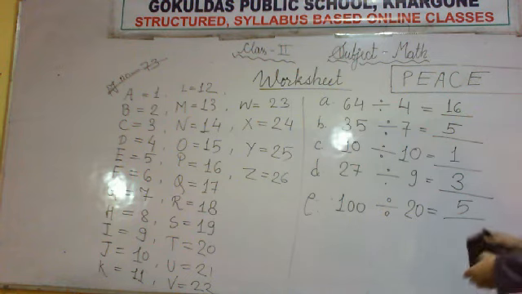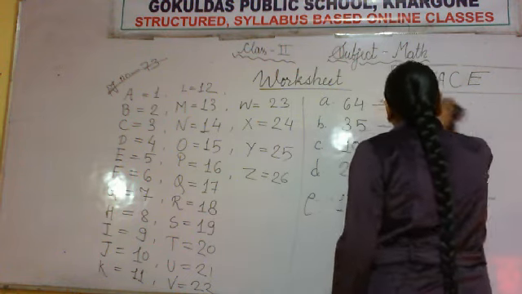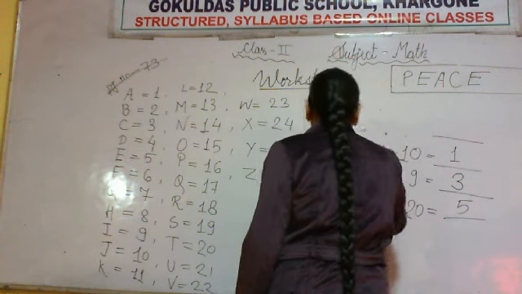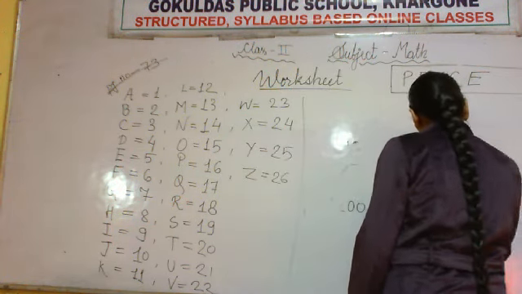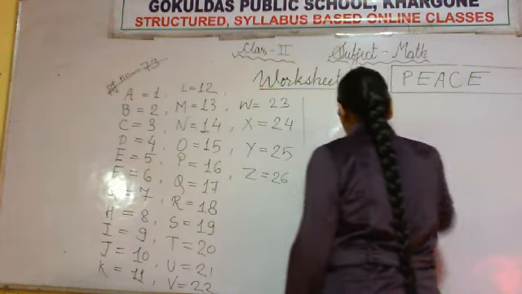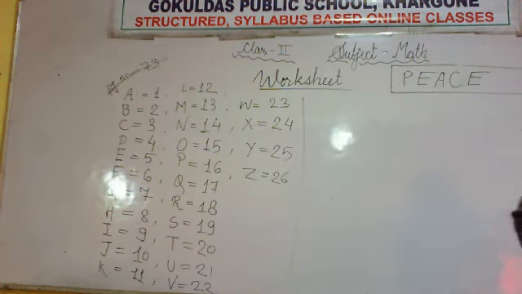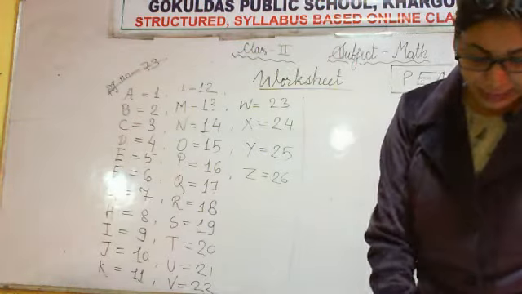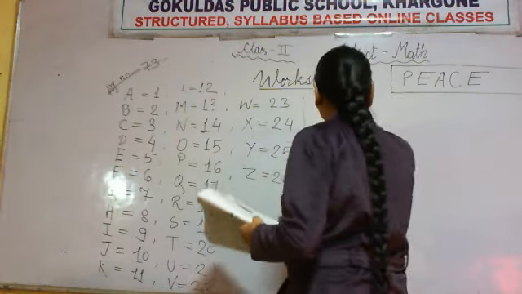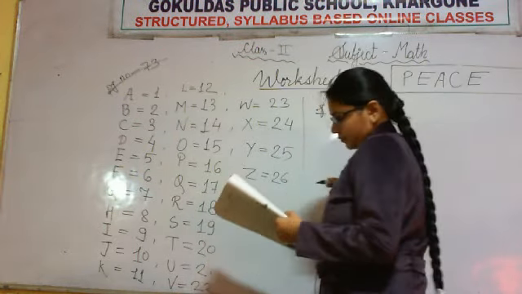I hope students you have written down. Let's decode the message further. So now we are done till cloud E. So let's start from cloud F.